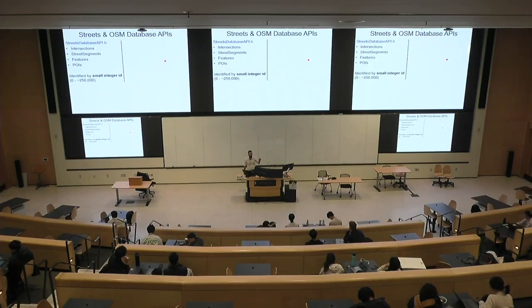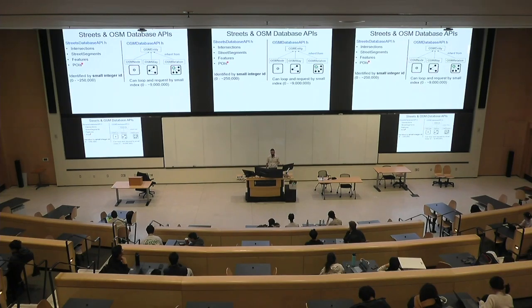Each of these entities has its own unique identifier, and that unique identifier can only be used inside the city again. It's not a global unique identifier. And it's a small integer that goes between 0 and 250,000. We've made sure that all of the cities that you're going to use will not go over this number in terms of identifiers.